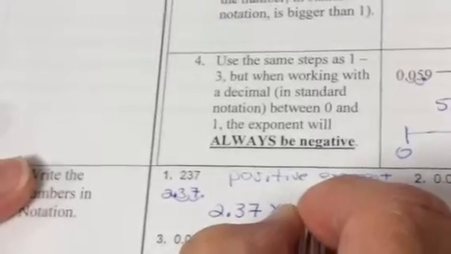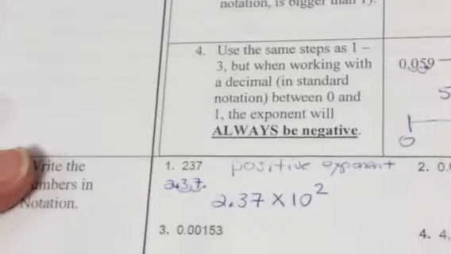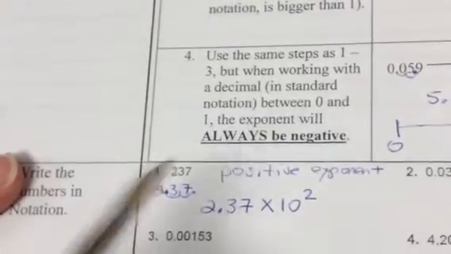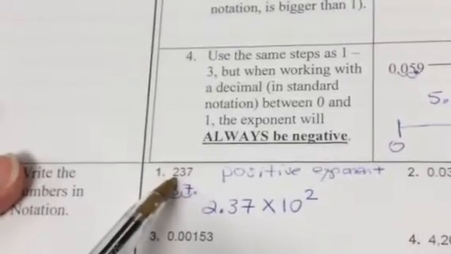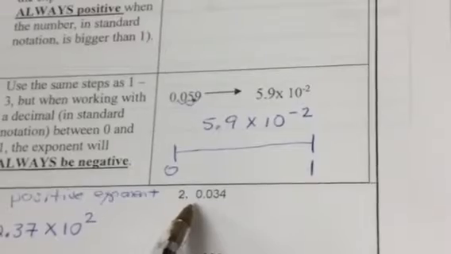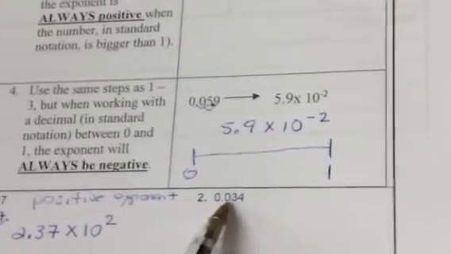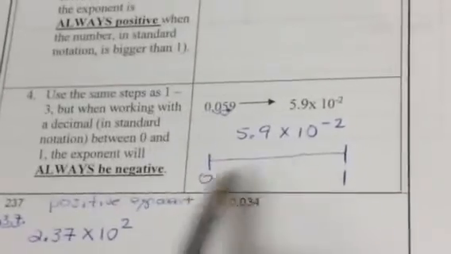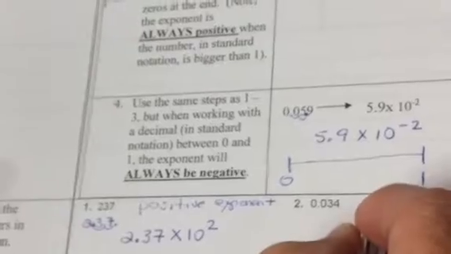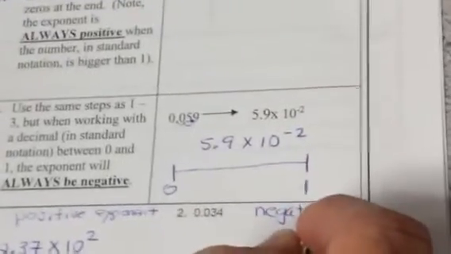And our power is going to be 2 because we moved the decimal 2 times. And the reason why it's a positive 2 is because we had a number bigger than 1. Okay, for this second problem, we look at the number, we see that the number is 0.034. 0.034 again is in between 0 and 1, so therefore we know the exponent is always going to be negative.